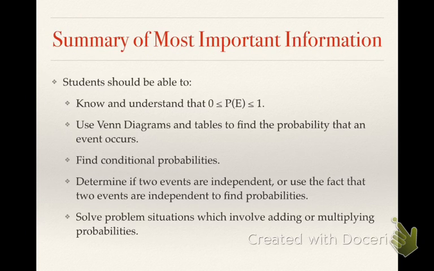Okay, so here's a summary of what you should be able to do from this unit. So first you should know and understand that the probability of an event occurring is always going to be between 0 and 1, or 0% and 100%. You should be able to use Venn diagrams and tables. We haven't really had too many table examples in this review video, but I mentioned it a little bit earlier on, to find the probability that an event occurs. Okay, so you might need to use those tables to do conditional probabilities or just probabilities in general.